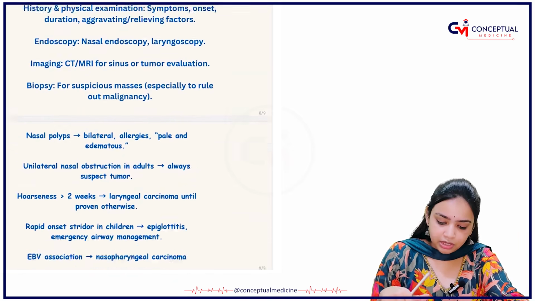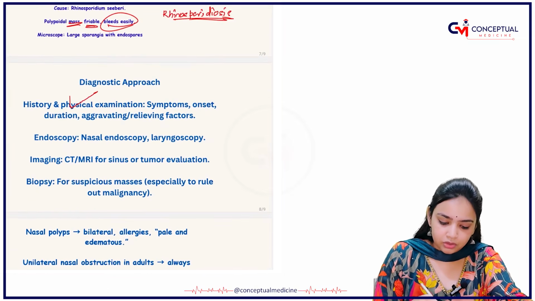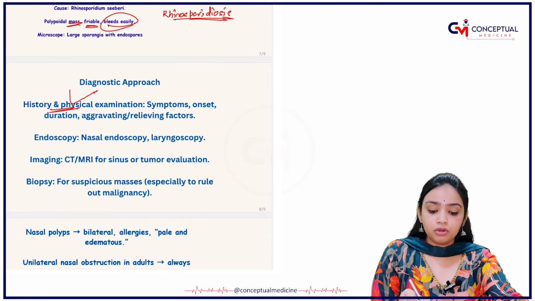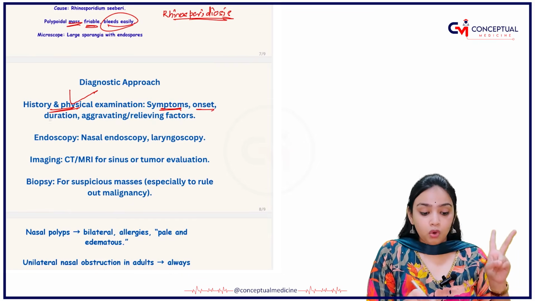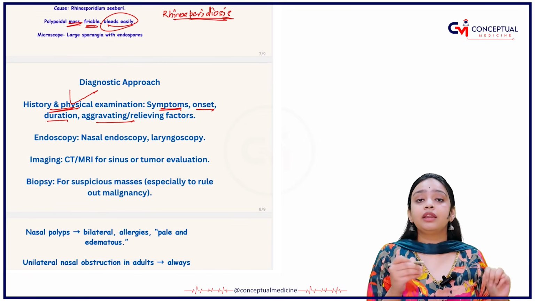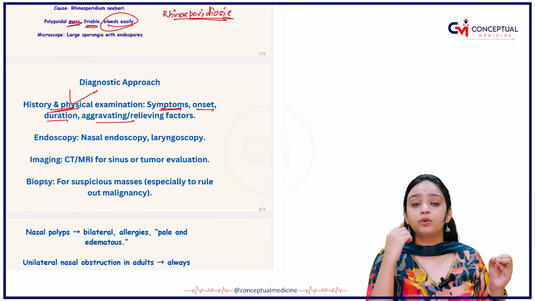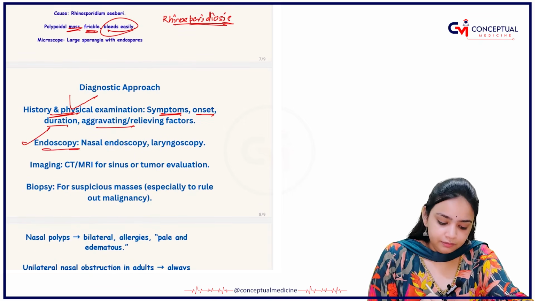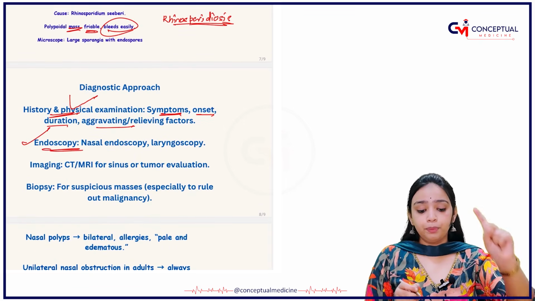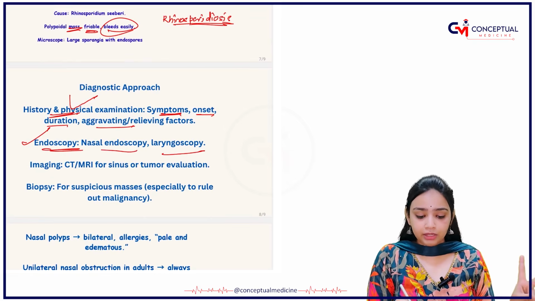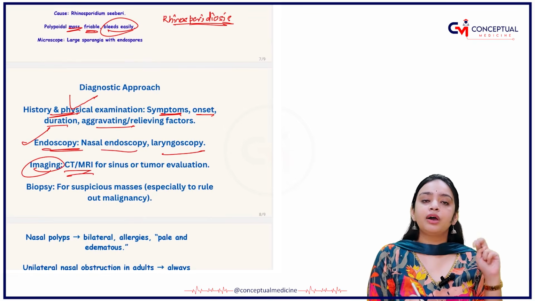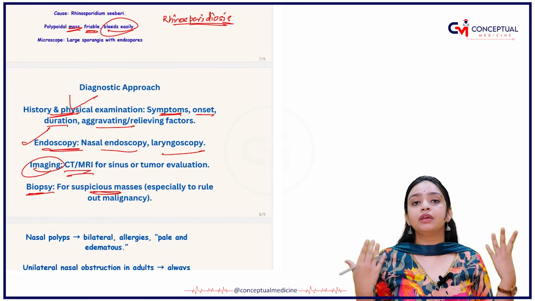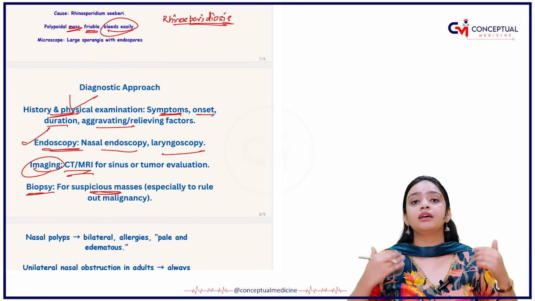What is the diagnostic approach that you should follow? You have to take a proper history and do the physical examination of the patient. See for the symptoms, onset, duration, and aggravating and relieving factors. These are the main things you have to consider while taking the history of the patient, right? Then you have to do endoscopy, the nasal endoscopy and laryngoscopy. In imaging, you have to go for CT and MRI. In biopsy, you will be able to see if there is any suspicion of a mass or not.